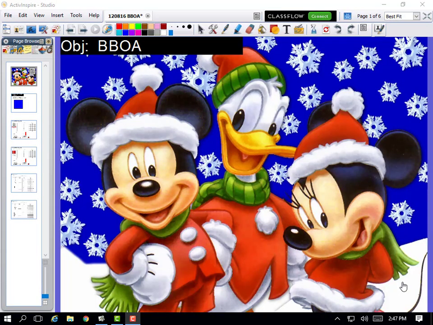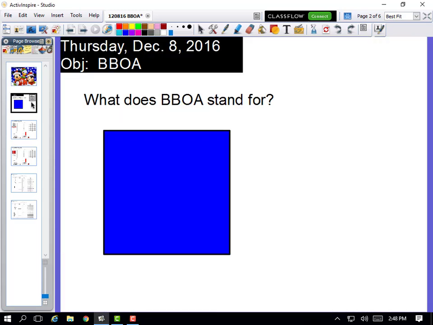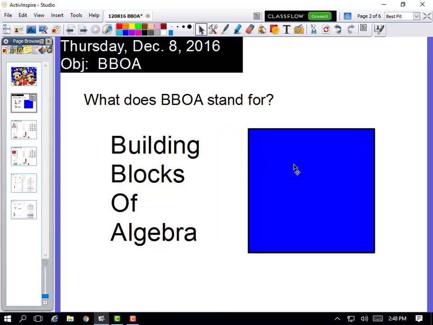Today we're going to talk about an objective called BBOA. This is an acronym that we're going to use for some basic things that we deal with in algebra. So the first thing we need to talk about is, what is BBOA? Well, BBOA just stands for the building blocks of algebra.